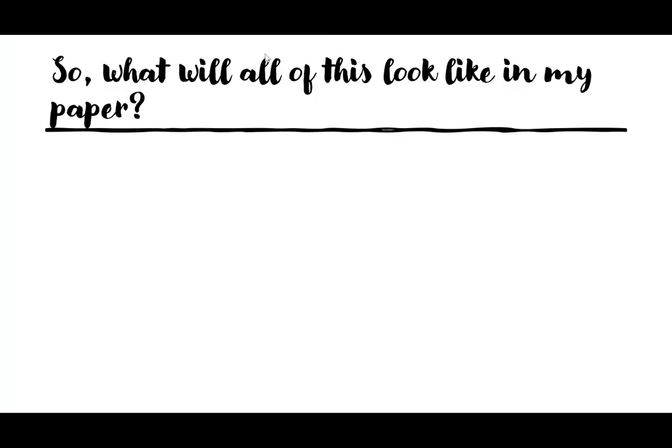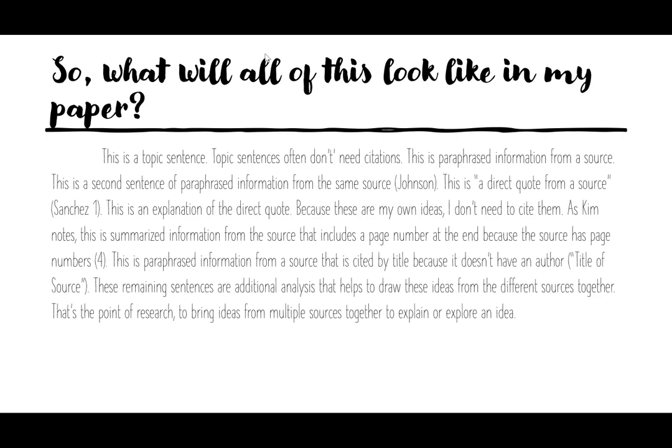So what will all of this look like in your paper? This shows how it will be. This is kind of like a sample paragraph that shows we have multiple sources that are cited here. The first one is just a last name. The second one is a last name and a page number. Then I show you some analysis in the middle that doesn't have a citation, a way of citing by author, and then putting the page number at the end. And then we end with analysis.